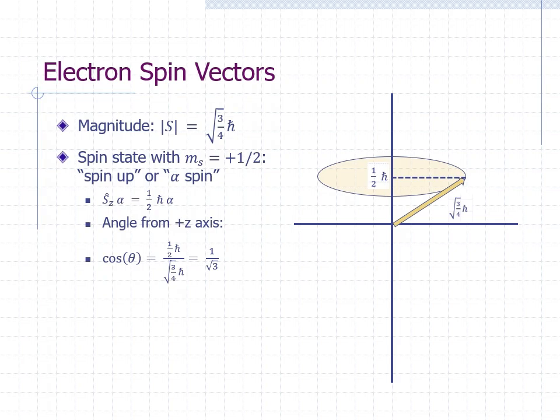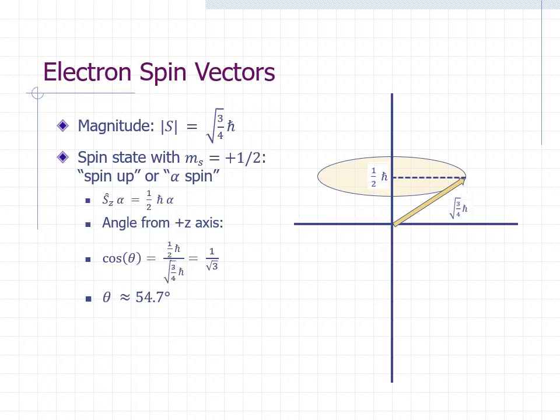vector is equal to s sub z, which is 1/2 h bar, divided by the magnitude, which is the square root of 3/4 times h bar. It should be easy to show that this angle is approximately 54.7 degrees. We say that the spin angular momentum vector is precessing on a cone of uncertainty about the z-axis at an angle of about 54.7 degrees relative to the positive z-axis.